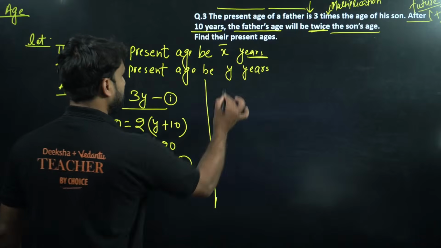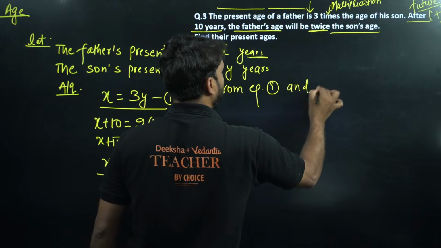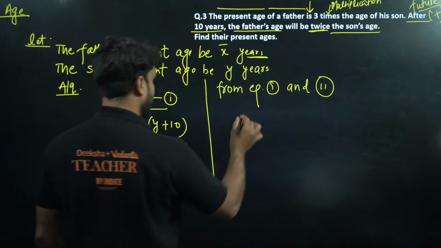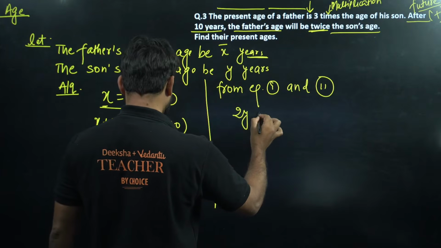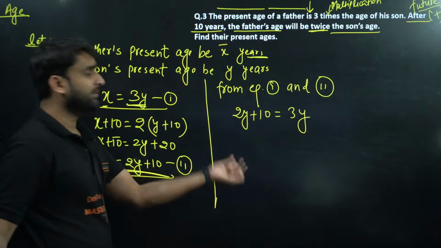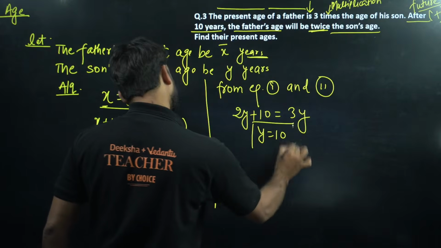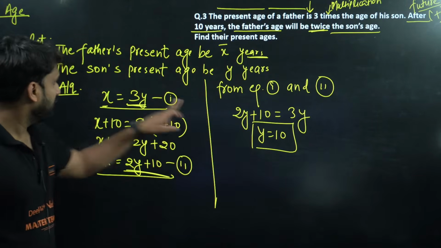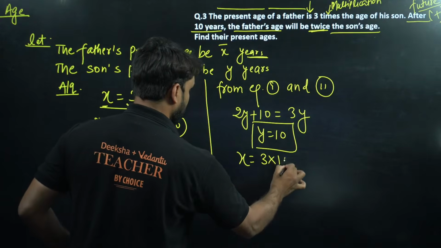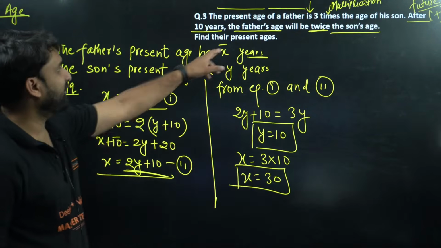So from equation 1 and 2, this is equal to x and this is also equal to x, so both will be equal to each other. So 2y plus 10 is equal to 3y, so 2y will go there, so 3y minus 2y will be y, so y is equal to 10. So now you can put here to find out x. So 3 into 10, so x will be equal to 30. So clear? So find the present ages.